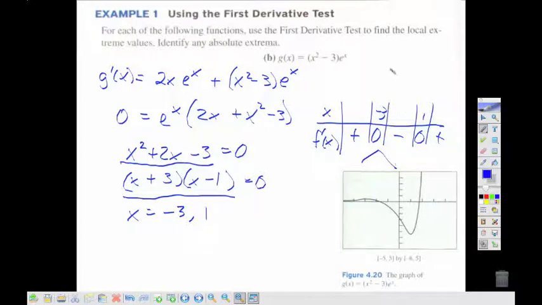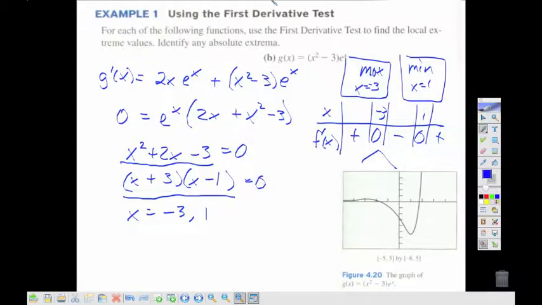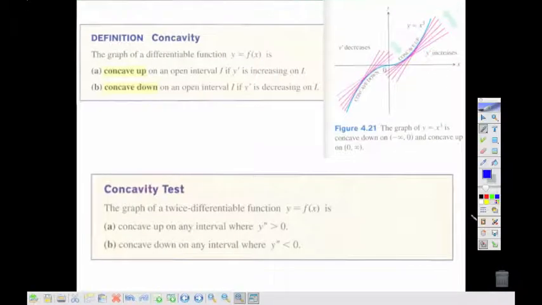This tells us that we're increasing and then decreasing, which is telling us we have a maximum at x equals negative 3, and we have a minimum at x equals 1. The next key idea is concavity. We talk about concave up when we're curving up, or concave down when we're curving down. Now we might only have a part of that curve, like just the beginning part, or the ending part will also be curving up.